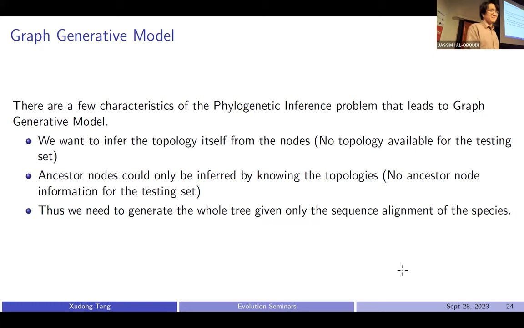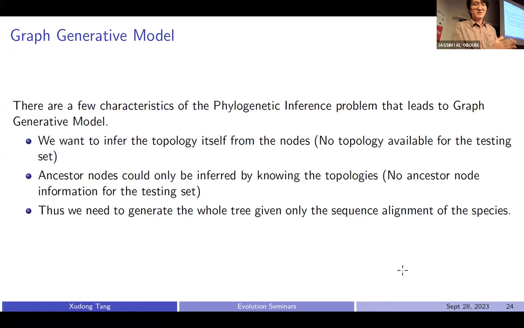So graph generative models, why do we need those? We need those because of a few characteristics of the phylogenetic inference problem. The first one, as I mentioned, is that we don't want to learn anything about the topology; we want to infer the topology itself. So we don't have the topology available for the testing set. The other thing is, what we're given is only the sequence alignment for the tips, the species, right? We have no information about their ancestors. To get the information about the ancestors, we actually have to do inference from the children of each ancestor. So without knowing the topology, there's no way we could know anything about the ancestor nodes.